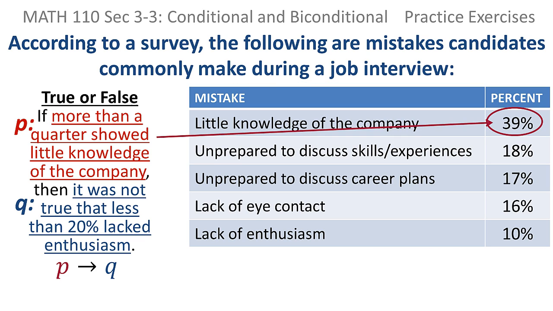Well, if you look at the line that says little knowledge of the company, it actually says 39% showed little knowledge of the company. A quarter is 25%. So P is a true statement. More than 25% showed little knowledge of the company. So statement P is definitely true, and we can plug in a true in place of the P. Then look at Q. Q says it was not true that less than 20% lacked enthusiasm.